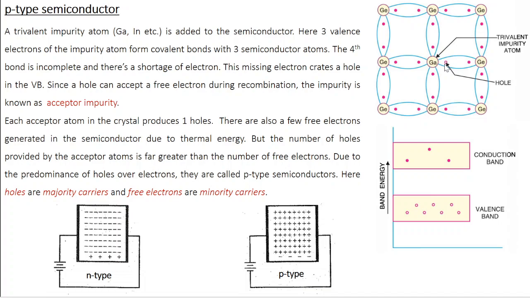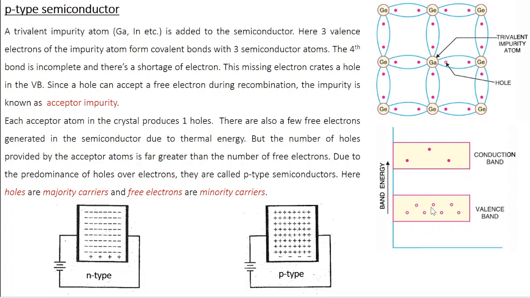There are also a few free electron hole pairs generated in the semiconductor due to thermal energy. Their number is very small, and the number of free electrons is the same as the number of holes, as in an intrinsic semiconductor. On top of that, you have extra holes provided by the p-type impurity atom. When you look at the total number of electrons and holes, the number of holes provided by the acceptor atoms is far greater than the number of free electrons. Due to the predominance of holes over electrons, these semiconductors are known as p-type semiconductors.